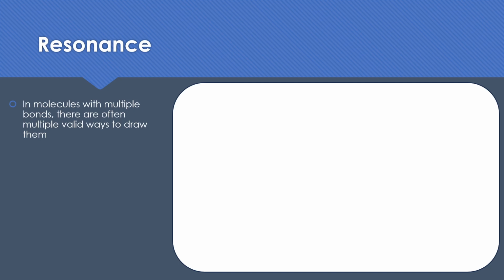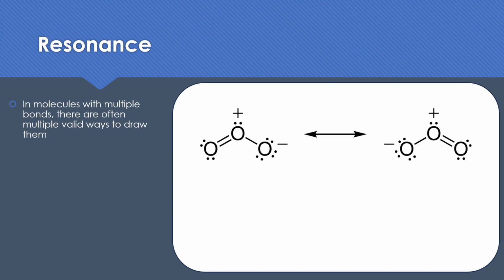So ozone, for instance, you could draw, if we labeled these oxygens 1, 2, and 3, I could have the double bond between oxygens 1 and 2 or oxygens 2 and 3. So which one is it? Well, the answer is yes.